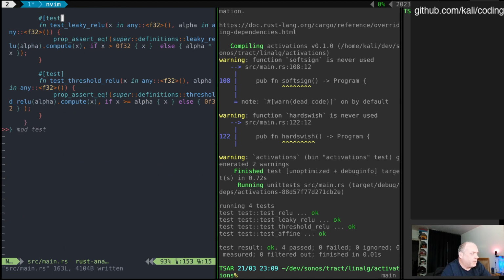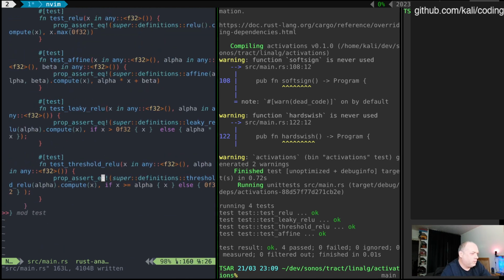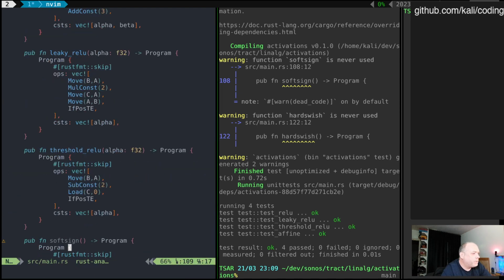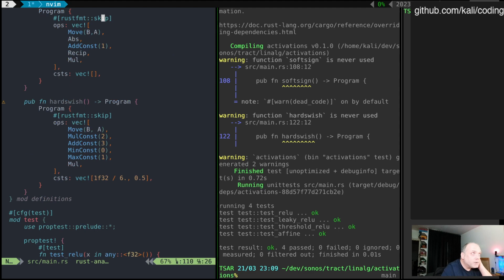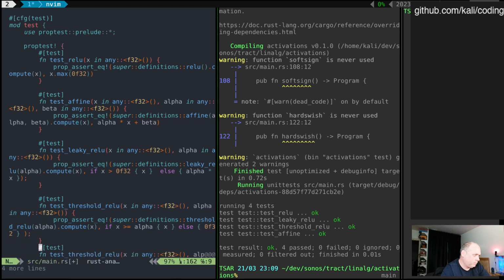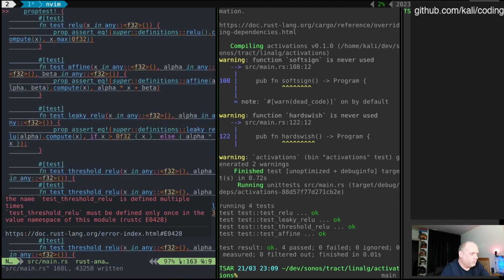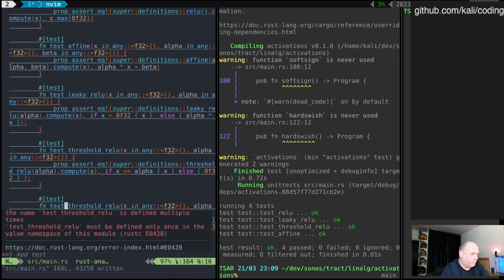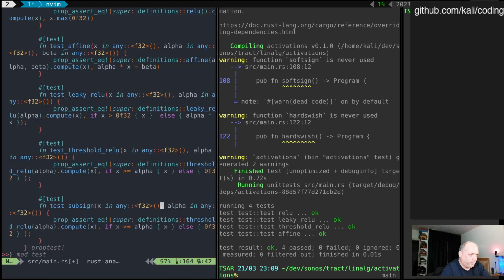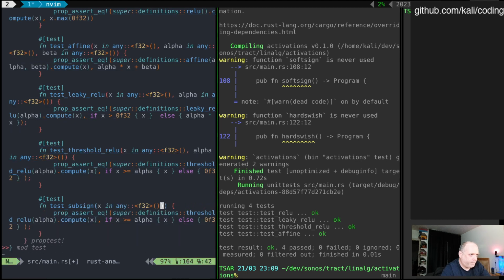Soft sign. So soft sign, I think it doesn't have any parameters. Yep. It's a simple one. Okay. Test soft sign. No alpha. And the soft sign.